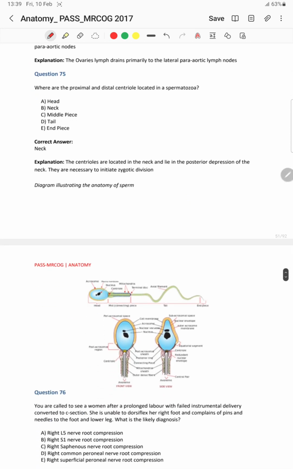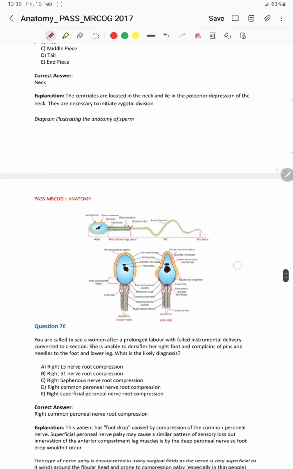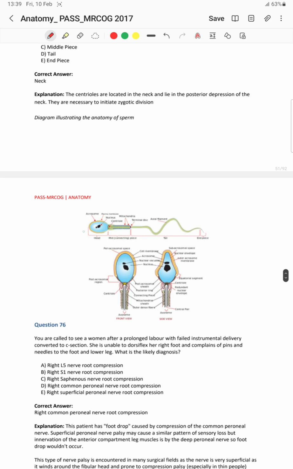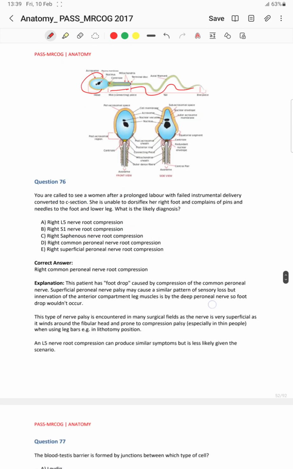Next question. Where are the proximal and distal centrioles located in a spermatozoa? The proximal and distal centrioles are present in the neck of the sperm. They lie in posterior depressions of the neck. In the previous diagram we discussed that this is the head, this is the neck, and this is the tail of the sperm. So it is the neck where the centrioles are located, and they are necessary to initiate the zygotic division.